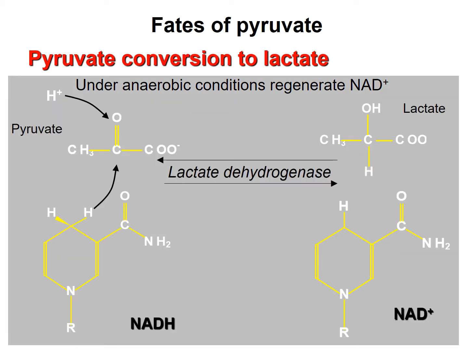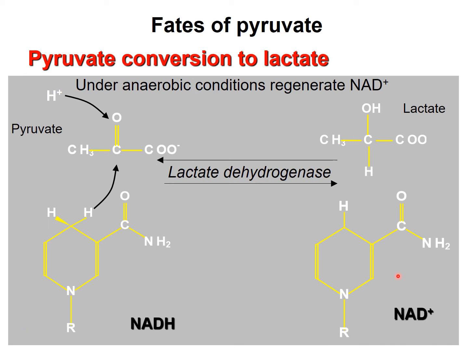Okay, here is the second mechanism by which you can regenerate NAD positive, which is by converting pyruvate into lactic acid. For this reaction to happen, it must be under an anaerobic condition, which means there is no oxygen. What happens here is that NADH will donate a hydrogen atom to the pyruvate to form a lactic acid molecule. Along with this reaction, you have the reoxidation of NADH back into NAD positive.